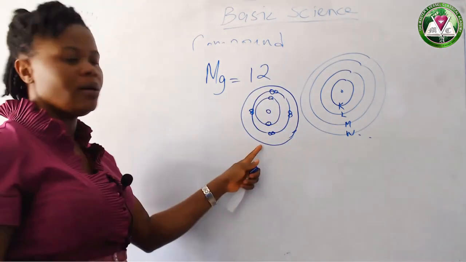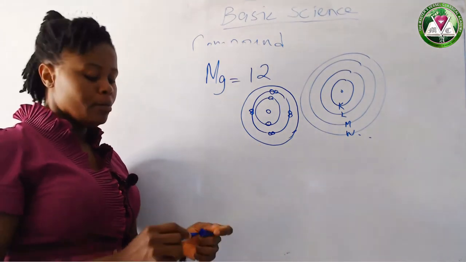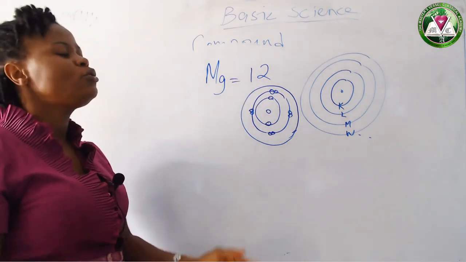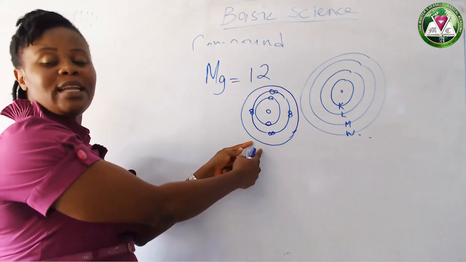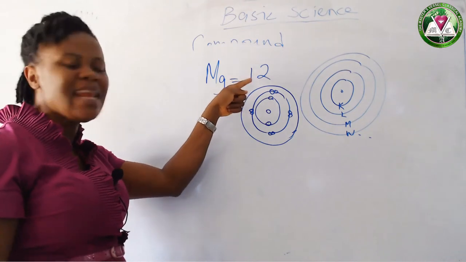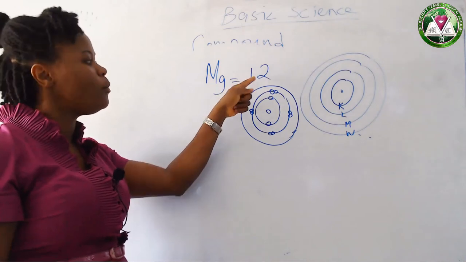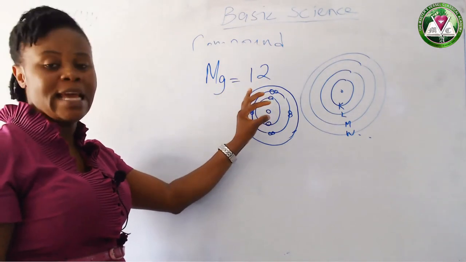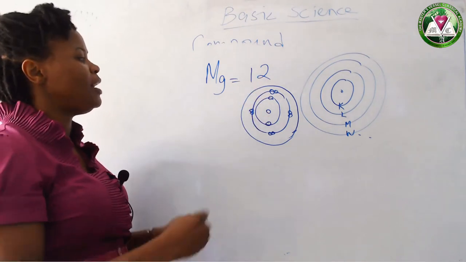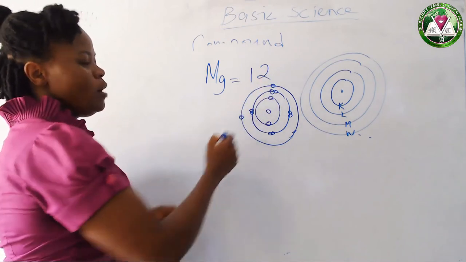This is M shell, and this M shell will still take a maximum of 8 electrons. But now we are left with just 2 electrons for magnesium. So we are not going to say that because it will take up to 8 electrons, let's fill 8. No. You check the number of electrons remaining for the element you are asked to draw. From what we have here, which is 12, we have already drawn 10. So we are left with 2 more electrons. These 2 more electrons will go straight to M shell. 11, 12.